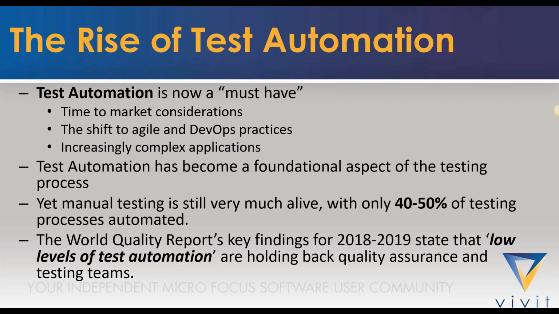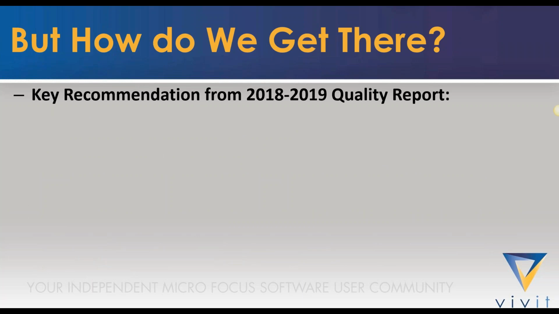It's the second half of 2019 and we're still singing the same old sob story about how low levels of test automation are holding us back. It's a sad reality that we've been facing for over a decade now. So how do we get there? How do we break the mold? How do we get past this sob story that everyone keeps harping on?